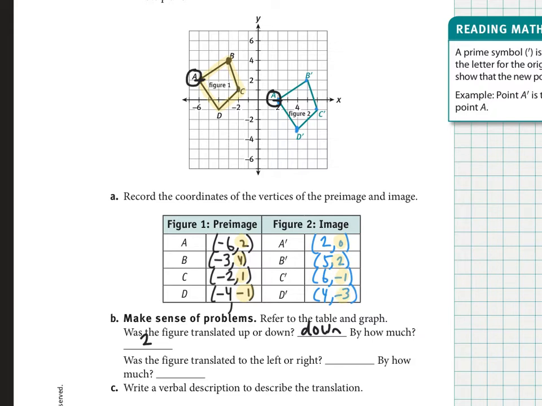Now, was the figure translated left or right? Again, think about point B was here. If it ends up way over here, it has been translated to the right. Now, by how much? Let's just use point B. Point B originally had an x value of negative 3. It ended up way over at positive 5. So that is a change of 8 units. That would be the amount of units that it has translated to the right.